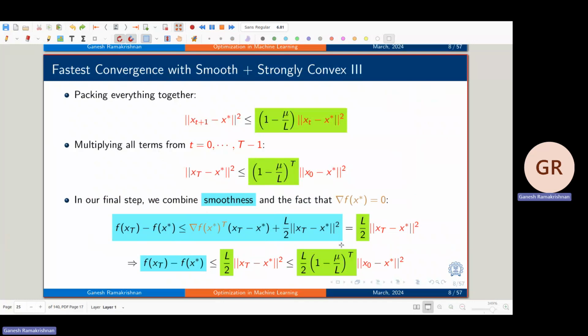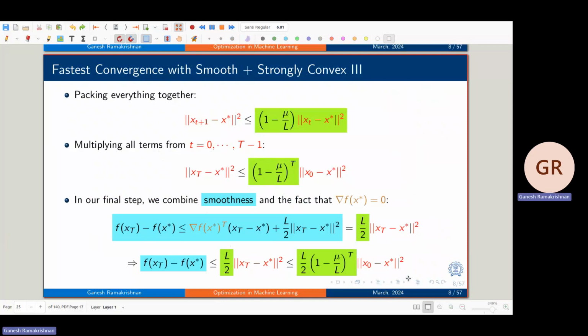So just keep this in mind: Lipschitz smoothness gives you an upper bound, convexity and strong convexity give a lower bound. Based on where you're stuck, just pick up one of them. So that's what we did: Lipschitz smoothness, because we wanted an upper bound here. Now I'm set. So f of xt minus f of x star is less than or equal to L by 2 times xt minus x star squared, which is less than or equal to L by 2, 1 minus mu by L raised to t, times x naught minus x star squared.